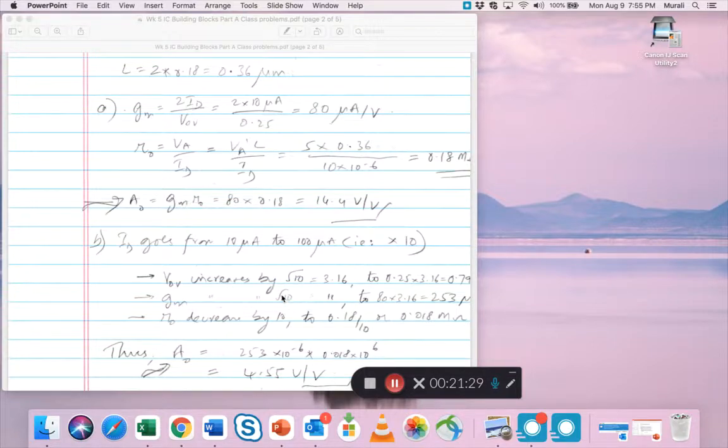Similarly, gm increases by root 10 because gm and VOV are directly connected. Well, ID went up by 10, VOV went up by root 10, so gm increases by the division of the two, which is root 10 again. See how the square root of this multiplier comes into the picture. ro just decreases by 10, whatever is 10, that decreases because ro is like this.